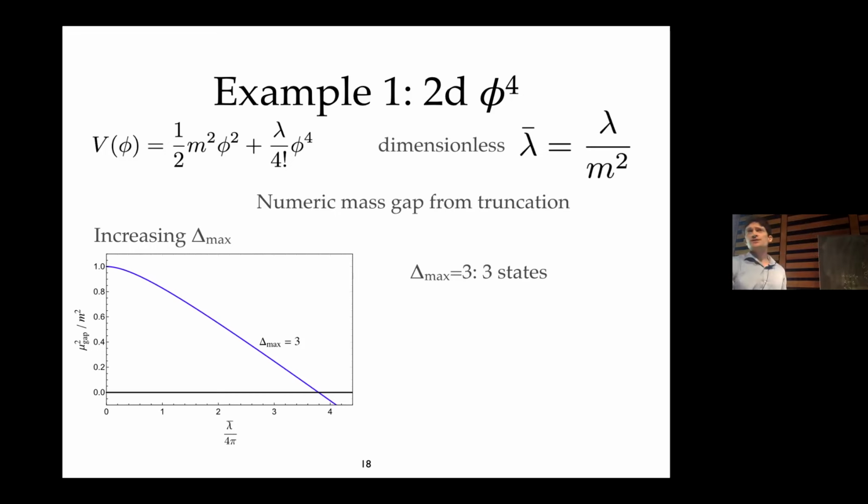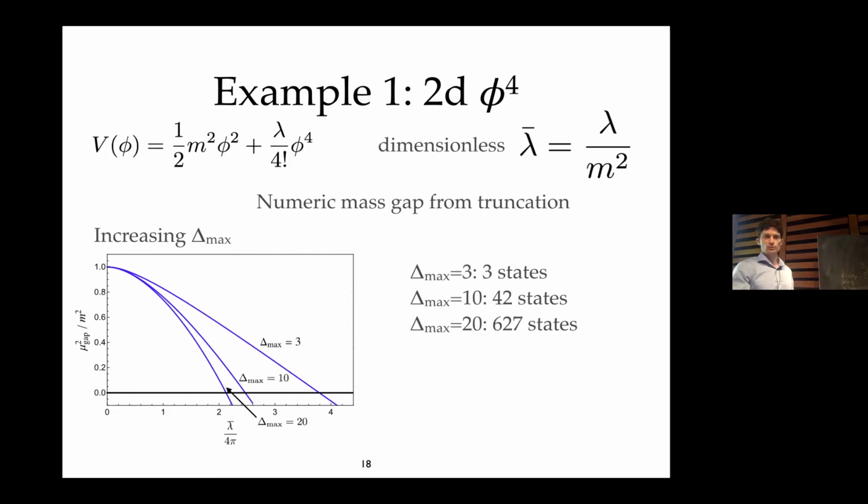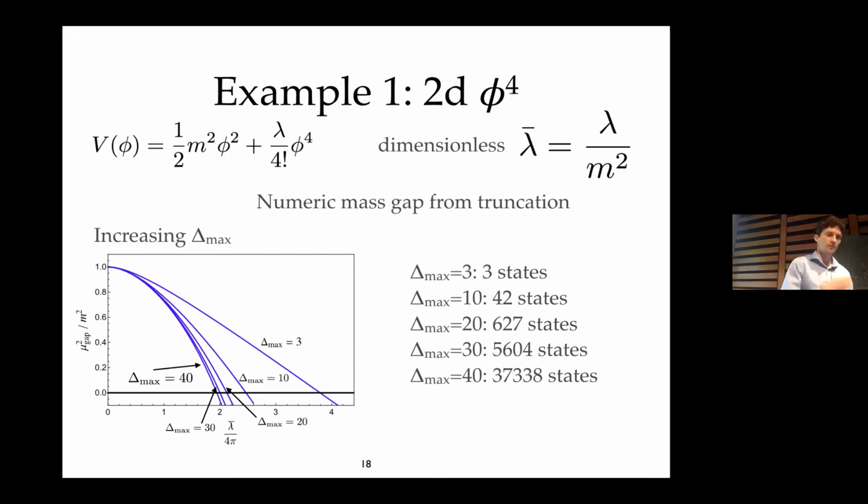With such a low truncation, this is not a particularly accurate answer, but the point is that you can keep increasing the truncation and the answer becomes more and more accurate. By the time you get to delta max 30, it's actually converged pretty well, and at delta max 40, it's converged extremely well. All right, so this gives you a very accurate calculation of what the gap is non-perturbatively as a function of the coupling, and you see where the fixed point is. Okay. So that's one example. We'll come back to this theory a little bit later.